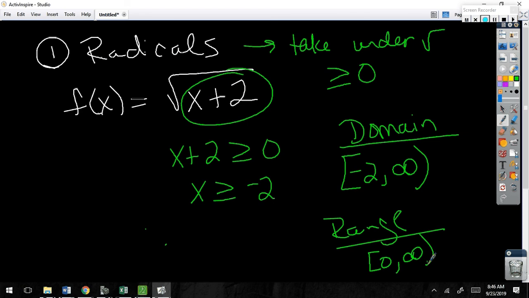The range is from 0 to infinity, because the graph went from -2, this was the point -2, 0, and it went like this. So the smallest it can be is 0, up to infinity.